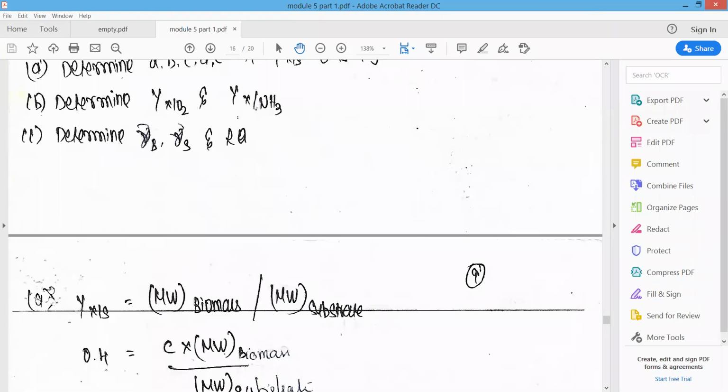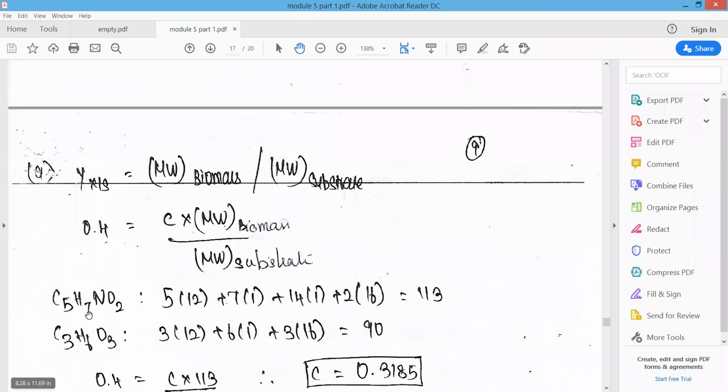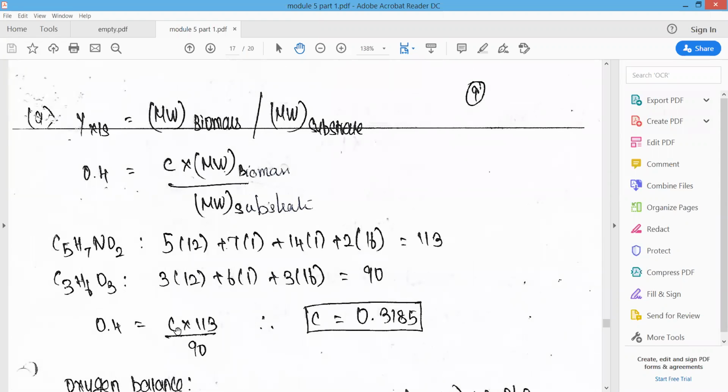Okay, so first they have given Y X bar S, which is the molecular weight of biomass by molecular weight of substrate. So X bar S is given as 0.4, that is C into molecular weight of biomass divided by molecular weight of substrate. Biomass is C5H7NO2, that is 113. Here the coefficient is there; for the substrate there is no coefficient, so 90. So 0.4 is equal to C into 113 by 90. So in the beginning itself, we have got one coefficient value. If you get the coefficient value, it is very easy to find the other values.